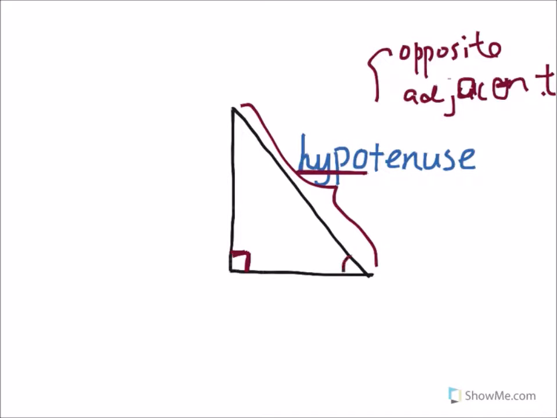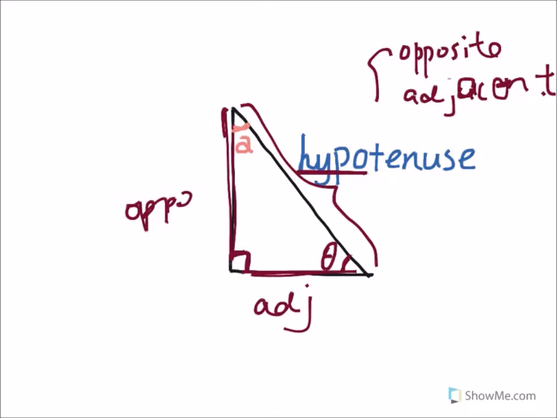So for example, if I'm talking about this angle, angle theta, then this side will be the opposite side because it's opposite to the angle theta, and this side will be the adjacent side. However, if we look at this angle, angle alpha, then in this case, this side will become the opposite, and what was opposite will become adjacent.